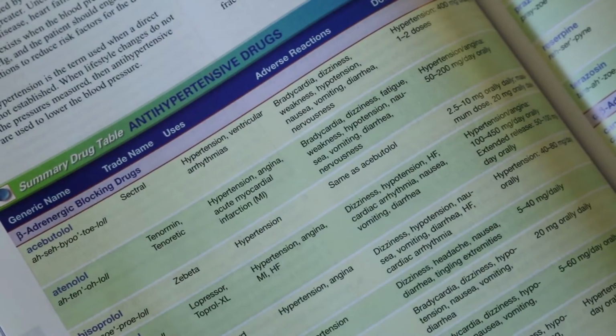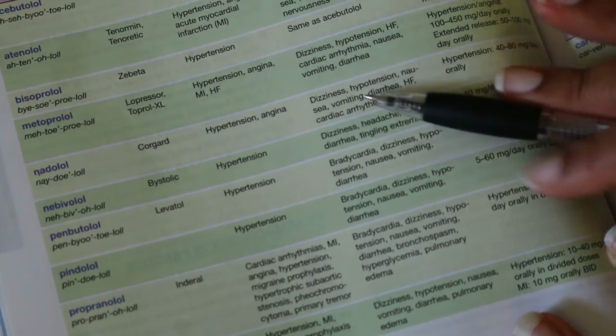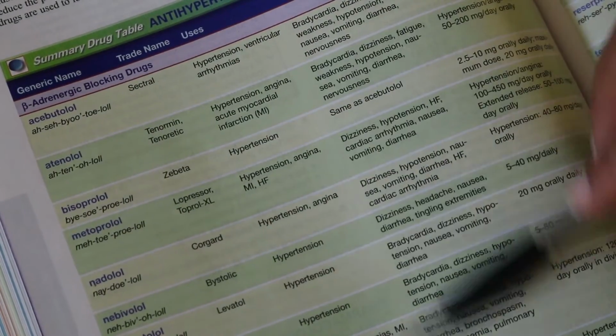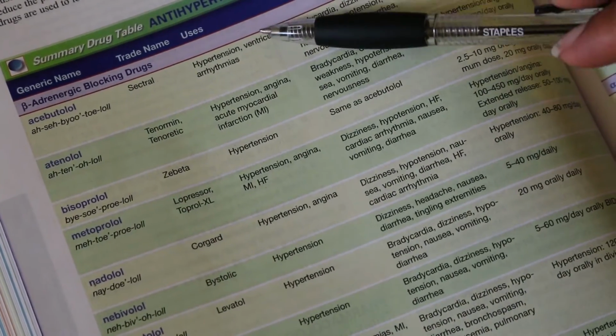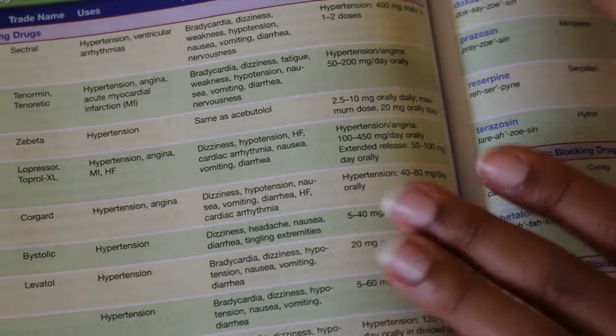The use. Now, I'm going to go back to our chart in the book. If you look at the uses for most of these, hypertension is across the board one of the uses, right? So we know that we're doing antihypertensives. Now I want to look at the adverse reactions. This is the adverse reactions column. You're going to see a lot of the same type of adverse reactions because this is the same drug group.